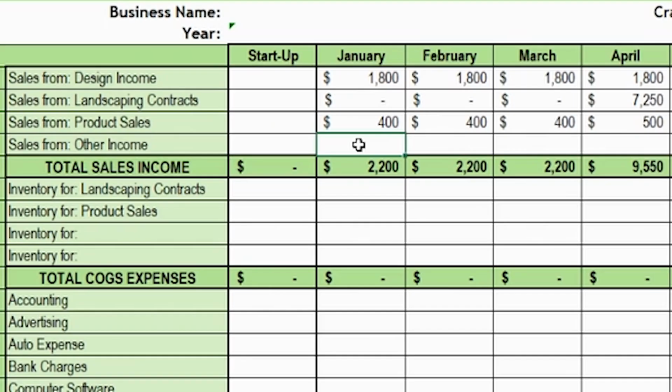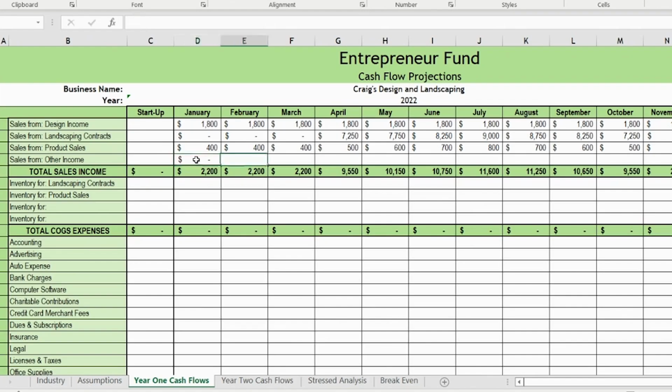The owner of the company might have other income as a source of revenue on their profit and loss statement, but it might not be something that they expect to see regularly or don't have good information for. If that's the case, you can enter in just zeros for this particular item.